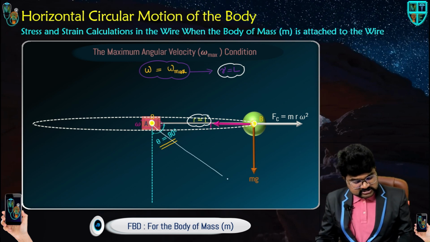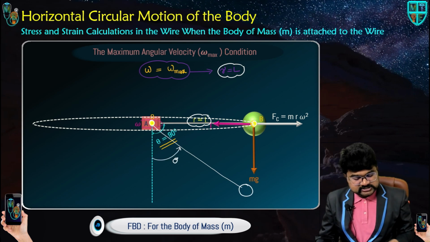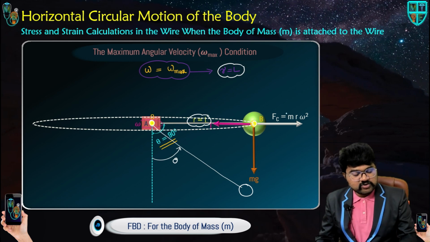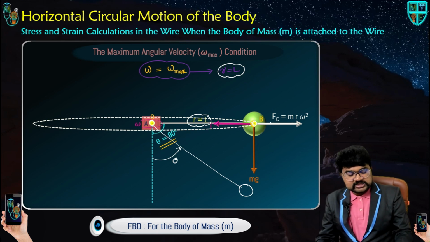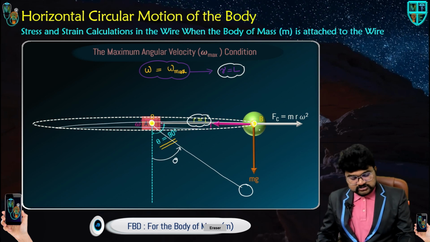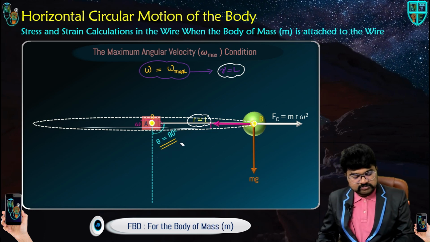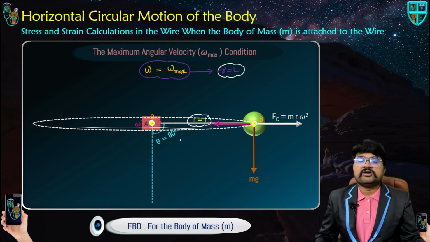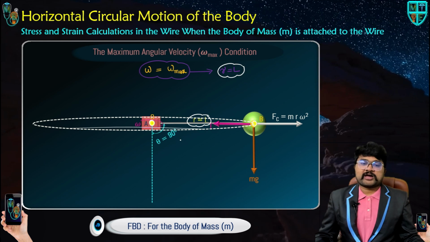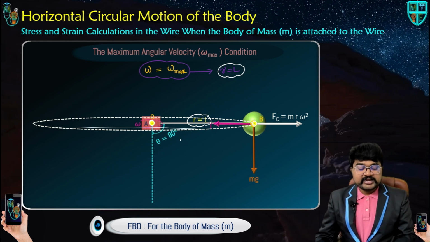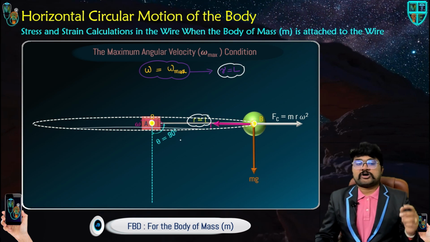Last time we discussed this case. When theta is measured and theta becomes 90, it goes to the horizontal position and is moving in the horizontal plane. In this manner, the body is in horizontal motion, and this condition is called the maximum angular velocity condition. Here the radius of circular motion of the body equals the length of the wire.